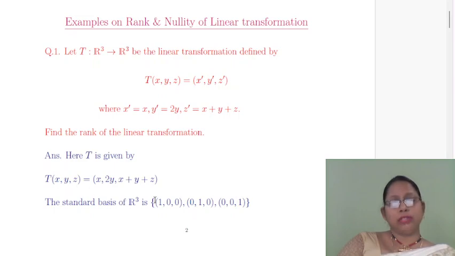Again, the image of the second element of the standard basis of R3, that is (0,1,0): put x equal to 0, y equal to 1. Here x is 0 and z is 0, y is 1. So T(0,1,0) will be (0, 2, 1). Again, T(0,0,1) will be equal to (0, 0, 1).